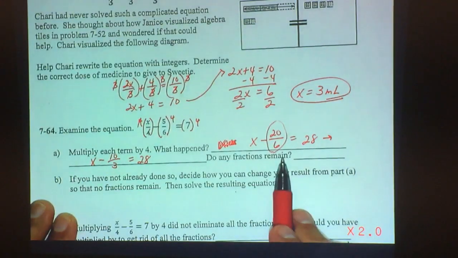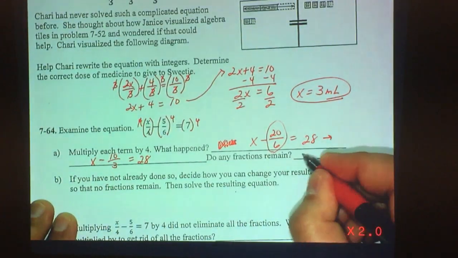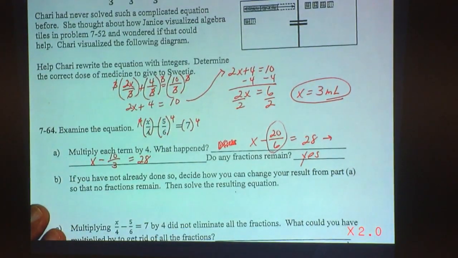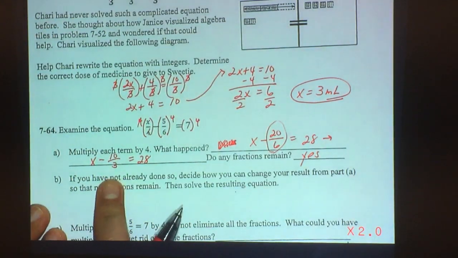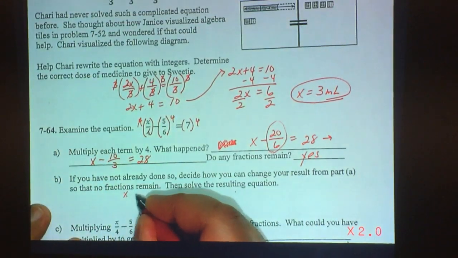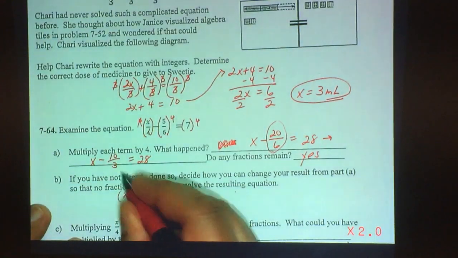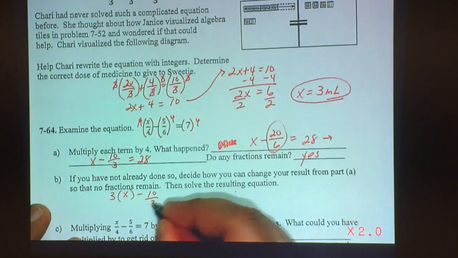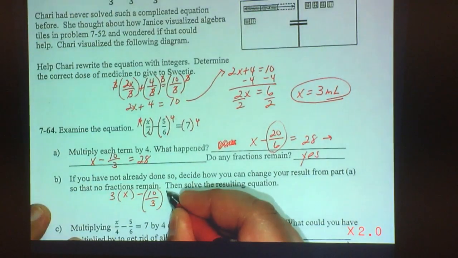It says, do any fractions remain? Yeah, there's a fraction right there, 10/3. Yes. Okay, if you have not already done so, decide how you can change your result from part A so that no fractions remain. So now we want to get rid of this fraction right here. So we will write the same thing down. And we're going to multiply by 3 because 3 is the denominator. X minus 10 over 3, all multiplied by 3.